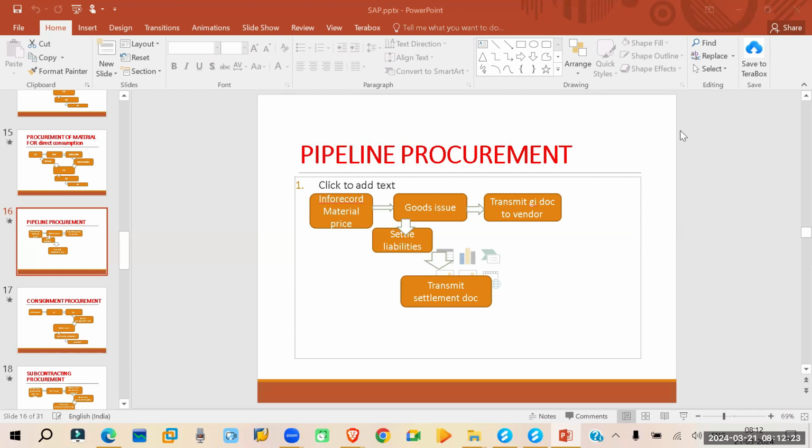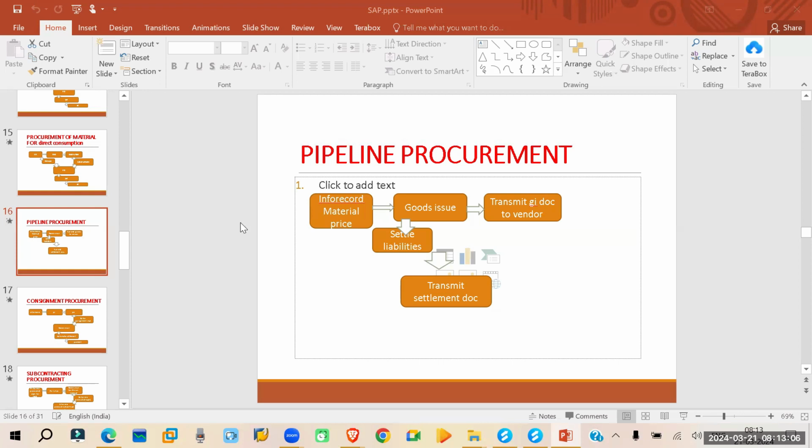Based on this info record price, you have to do the settlement, or you have to pay the vendor. Whatever you have consumed, you have to pay as per the info record. So the info record basically contains the price and agreement details. Gradually you will come to know different things related to SAP. Once we go to SAP, we will look into each and every document and topic and understand them.